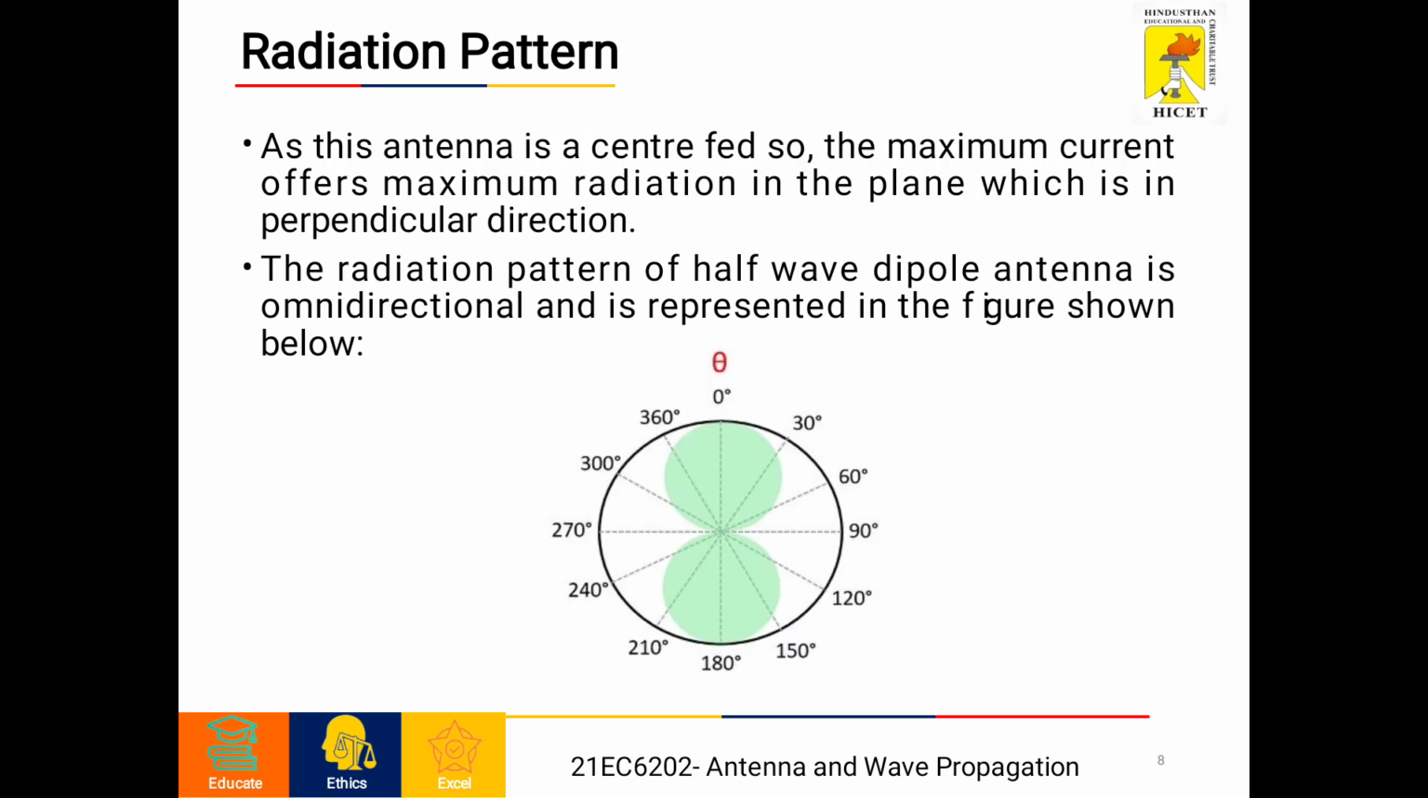The radiation pattern of half-wave dipole antenna: as this antenna is center fed, the maximum current offers maximum radiation in the plane which is in the perpendicular direction. The radiation pattern of half-wave dipole antenna is omnidirectional. It is shown in the figure.